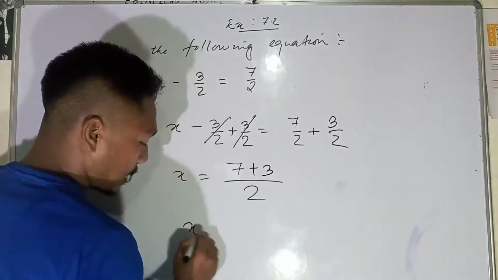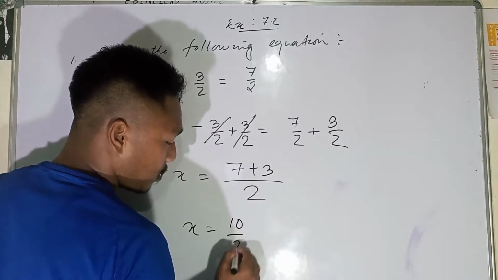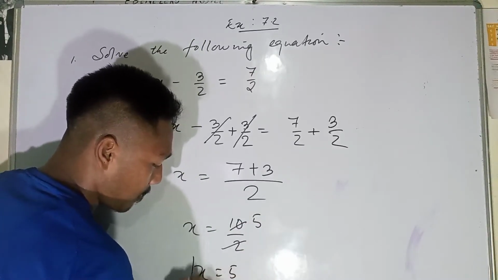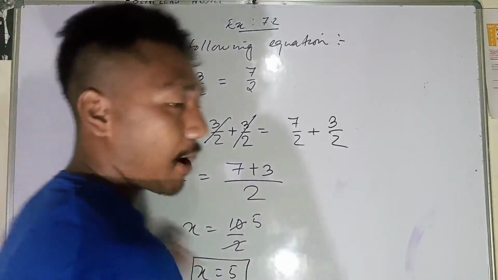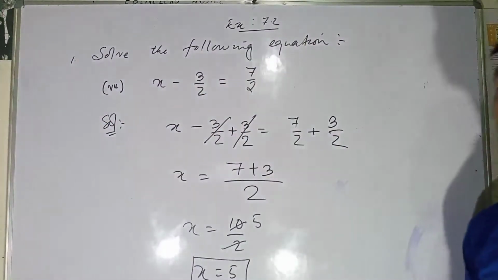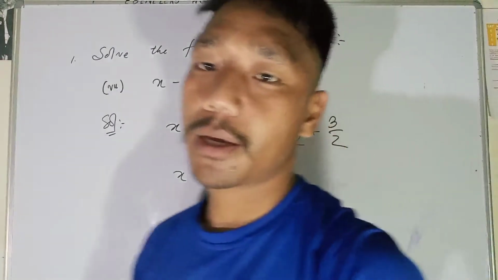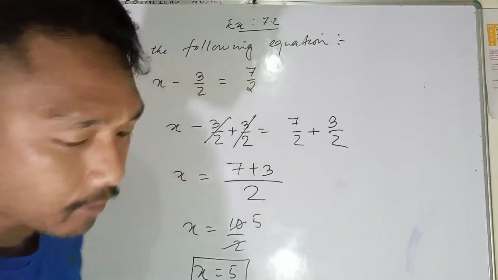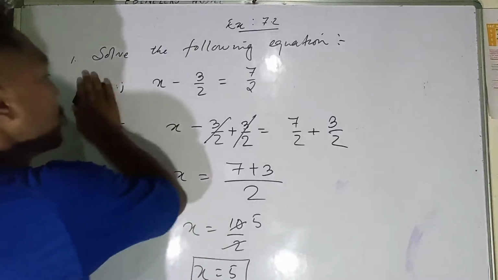So x is equal to 7 plus 3, which is 10, divided by 2. 2 times 5 is 10. What is our x? x is equal to 5. I think you're clear about these equations. Clear about the questions? Am I right? Okay, one more question, the last one, question number 9.